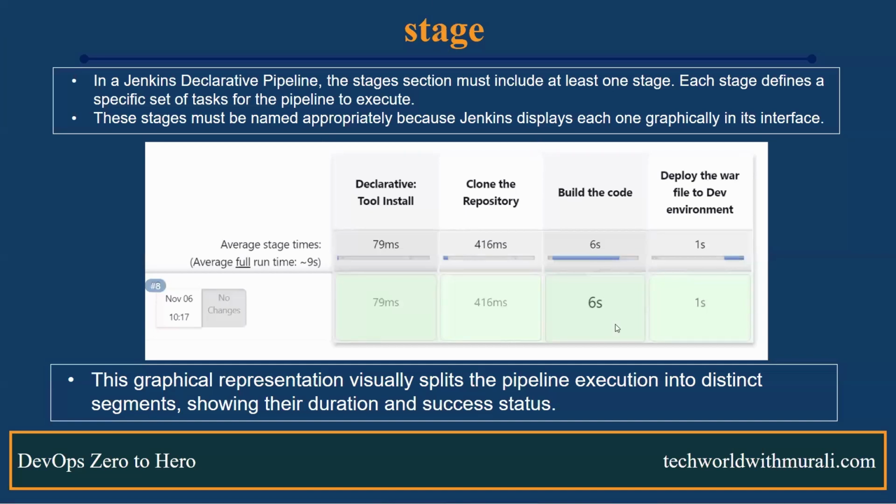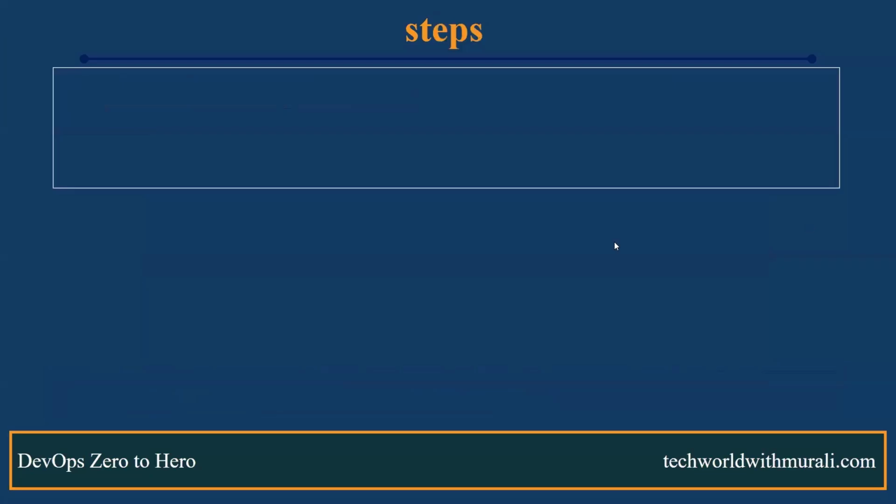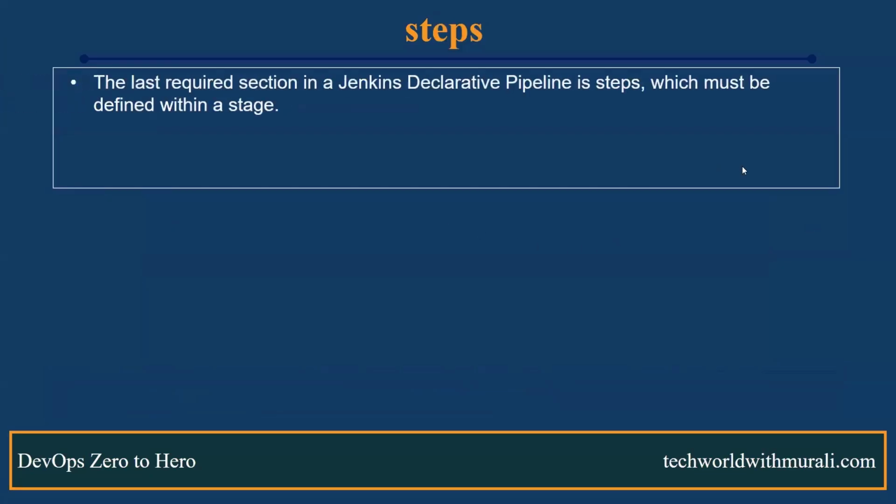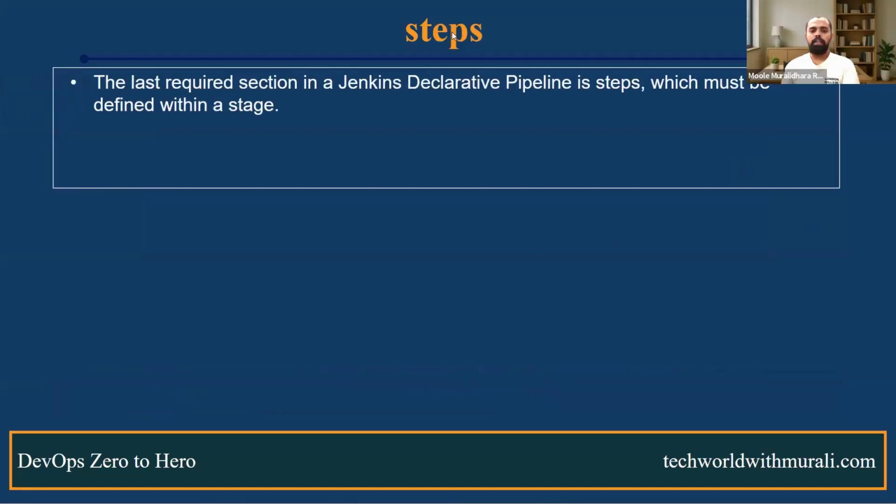Now you understood, right? Inside the Jenkins pipeline block, we have an agent. Then we have stages. Inside the stages, we can define the stage. For example, clone the repository, build the code, deploy the WAR file, whatever we want to define. Later I will show you so that you will get some idea. And one of the most important things, inside this particular stage, we need to define at least steps. Steps must be defined.